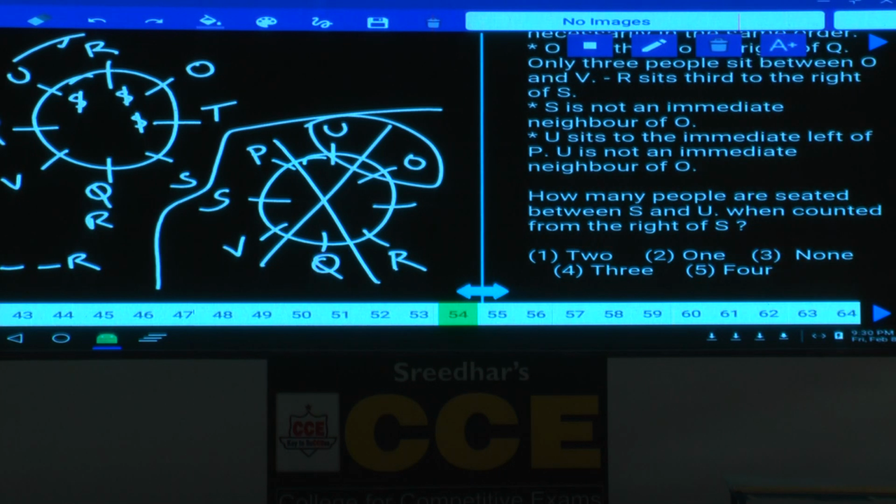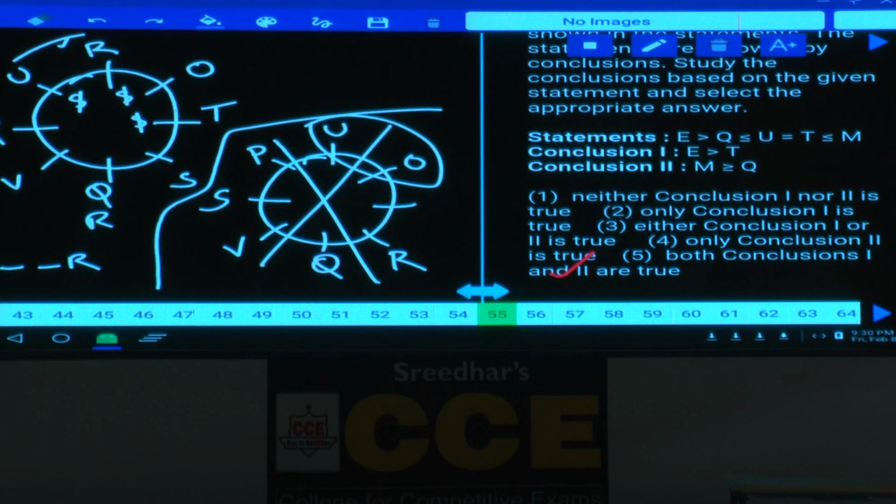Then 54, how many people are seated between S and U? How many are in between S and U? When counted from the right of S, as S and U are opposite to each other, whether left hand side or right hand side will definitely have only 3 people. 3 people, that is choice 4. This is about 50 to 54.